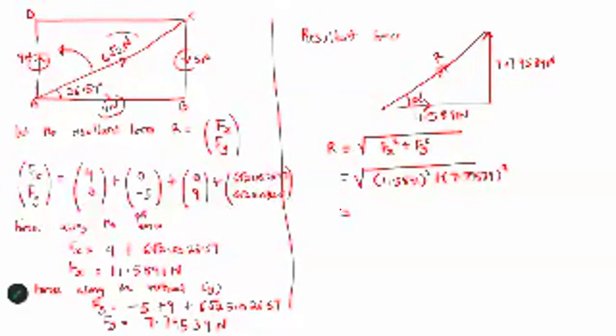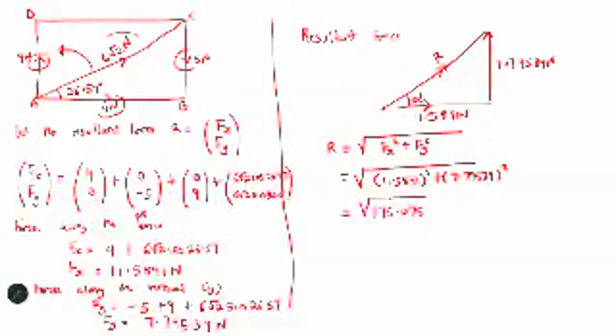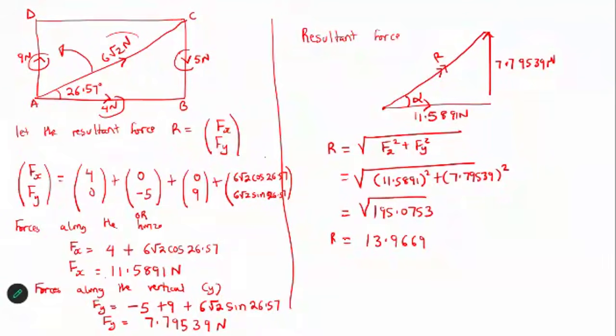When you do your squaring, 11.5891 squared plus 7.79539 squared, I'm getting the root of 195.0753. So go on and get the square root. So we end up with 13.9669. That's what I'm getting for our resultant. Confirm that also you are getting that.